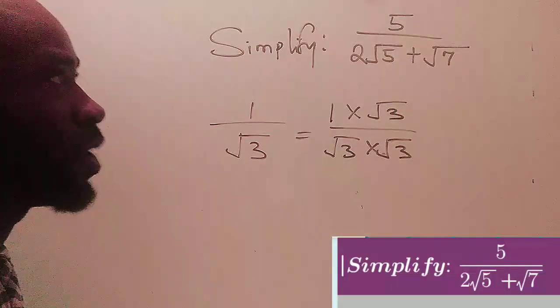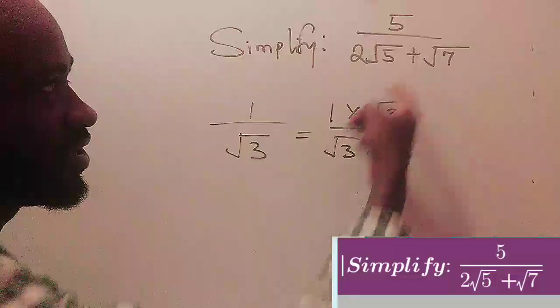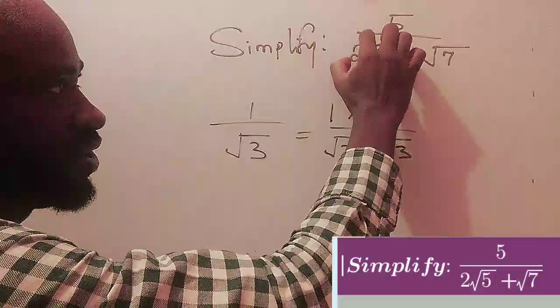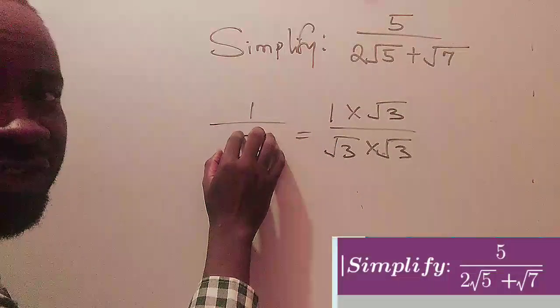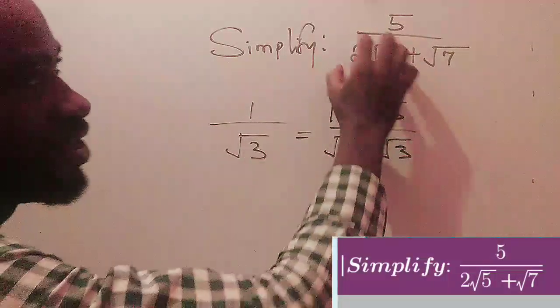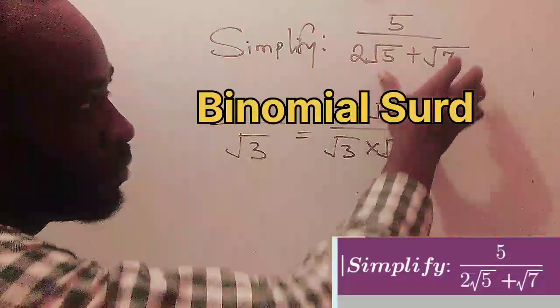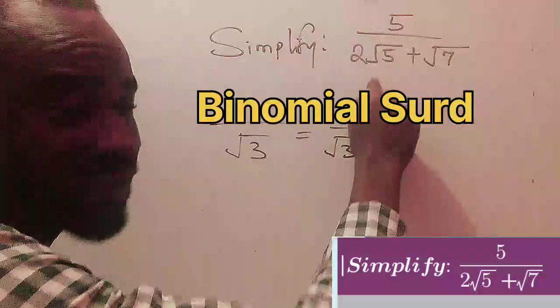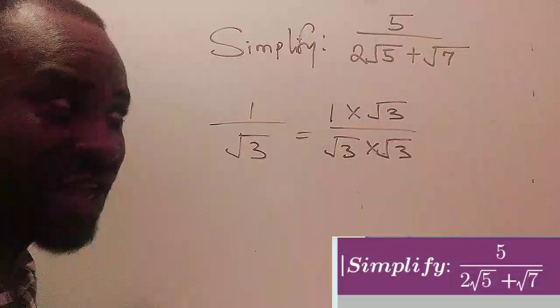Okay, so the same thing we are going to do here. But the difference between this and this is that you can see the denominator here has 2 terms, while here it is just a single term. Whenever there are 2 terms, this is called a binomial surd. So for binomial surds like this, we use the conjugate to rationalize.